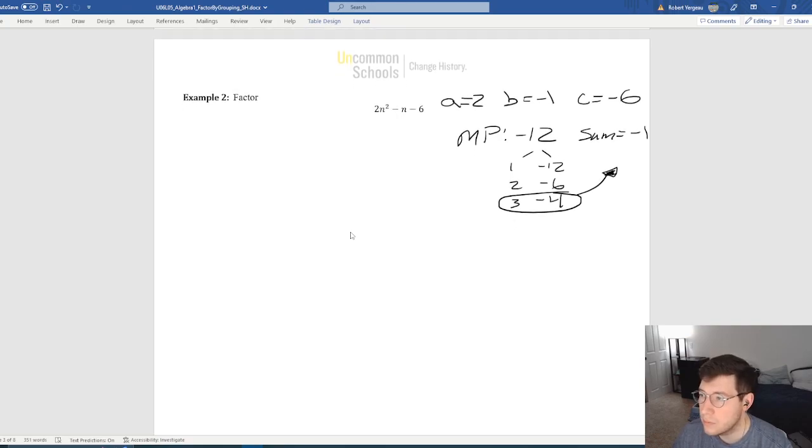And so, again, we use this process of decomposition. This is going to be 2n squared plus 3n. Now, we have something new. We have a negative. And so I want you to see how I write this just so that we can have an example. Plus negative 4n minus 6.